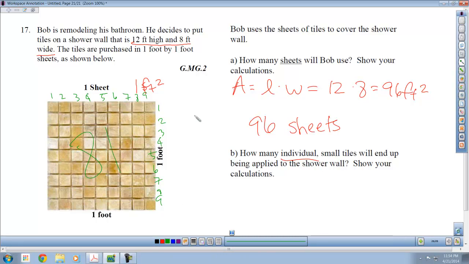So if there's 96 sheets and each sheet has 81 tiles, can't we just do 96 times 81? And then that will tell us how many of these little tiles we have. And you can grab your calculator and do 96 times 81, and it comes out to be 7,776 tiles. Okay? What if there was 49 tiles on each sheet? Well, then you would take the number of sheets and multiply by 49. So that's kind of how these problems work. Some of these numbers will change, but that's how you think through them.